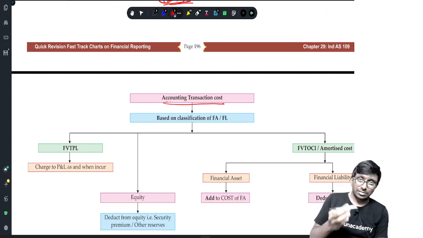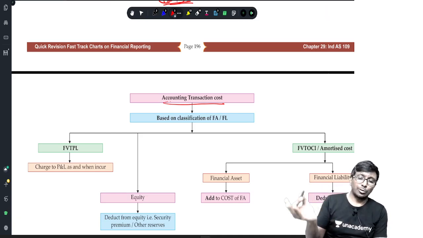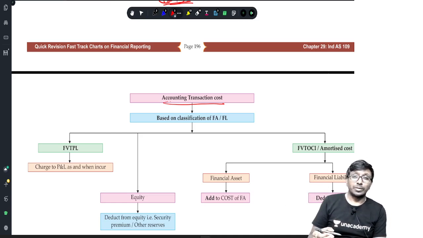And whatever taxes, anything of that kind, but what it does not include, my dear, is premium, or discount on issue of debentures. Such things will not be part and parcel of it, right? So transaction cost, how are we supposed to account for it?